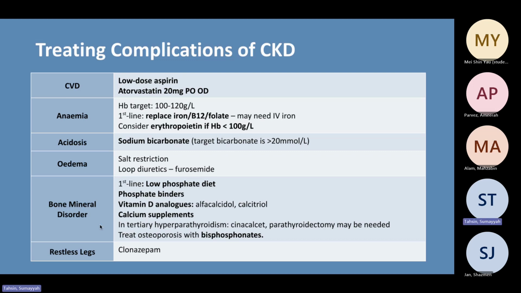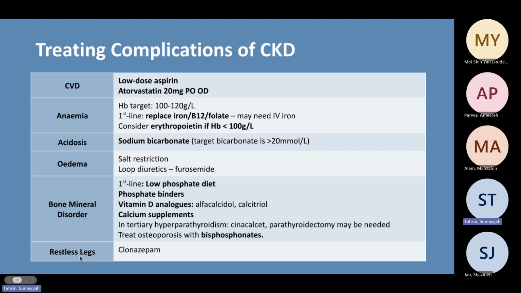The first line treatment for bone mineral disorder would be a low phosphate diet. And then if the patient is not controlled on this, we might give them phosphate binders to remove the excess phosphate from their bloodstream. We might give them vitamin D analogues such as alfacalcidol or calcitriol. We might give them calcimimetics, or they might need parathyroidectomy. And if the patient develops osteoporosis, then we'd want to protect their bones with bisphosphonates.